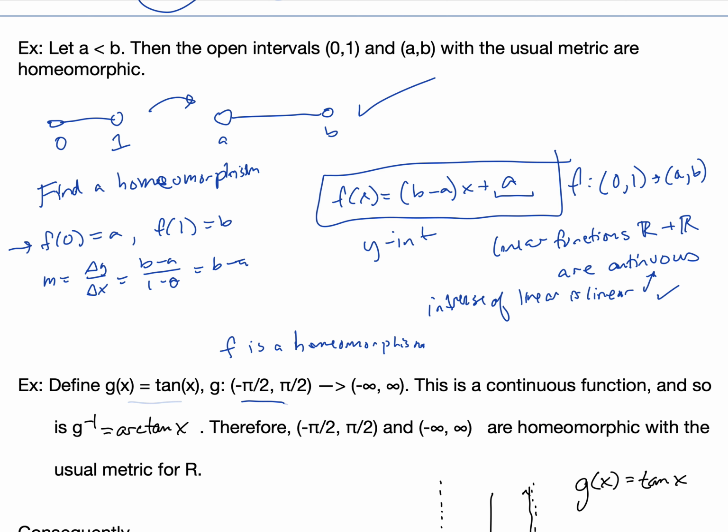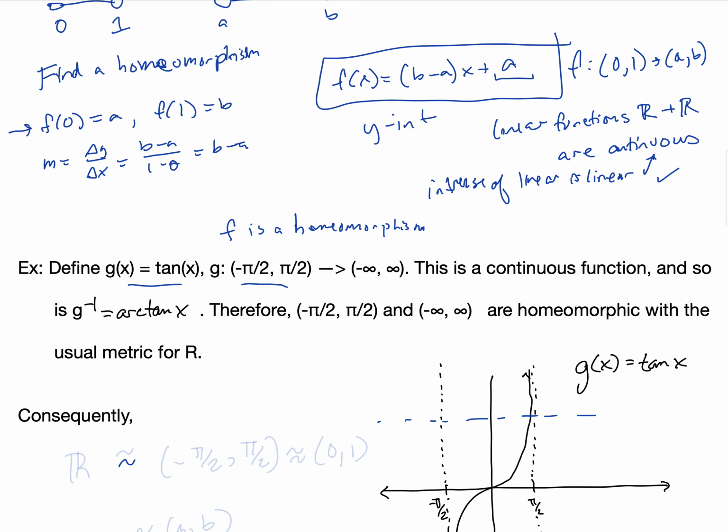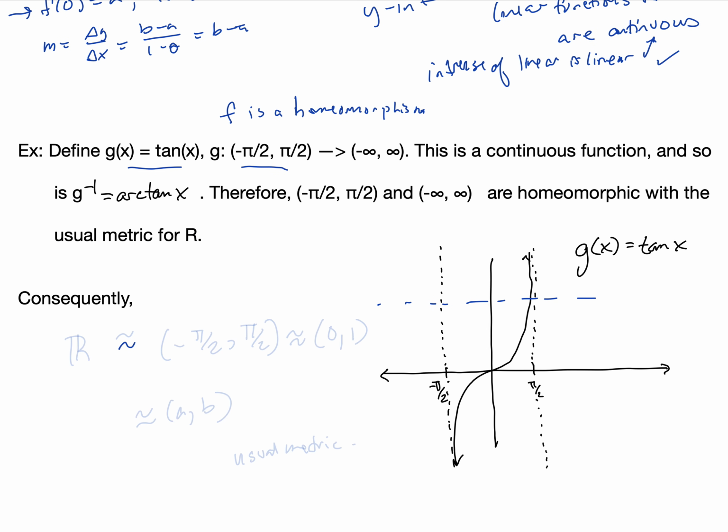As another example, in the real numbers with the usual metric, the function g of x equals tangent of x is a function, and it is 1 to 1 if we're just looking at the interval from negative pi over 2 to pi over 2. It passes the horizontal line test, and it maps that interval to the whole set of real numbers from negative infinity to infinity. We know that this is continuous and that its inverse is continuous as well. And therefore that means that the interval from negative pi over 2 to pi over 2 is homeomorphic to the entire set of real numbers, again with the usual metric.